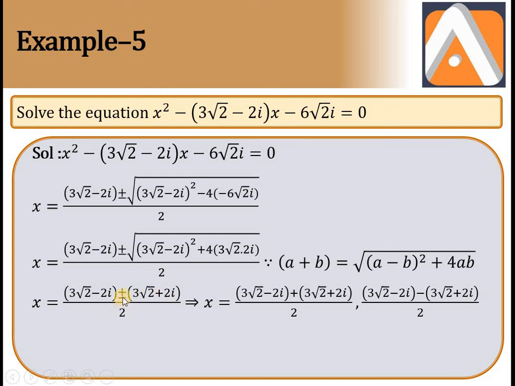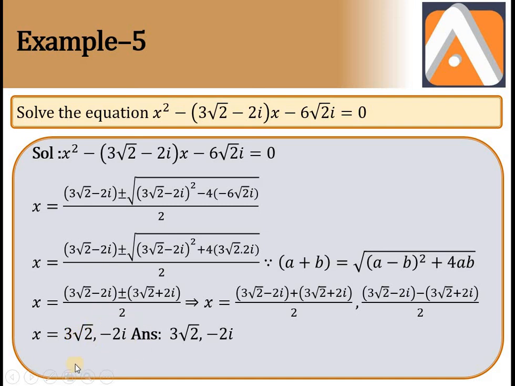See here, so 3 root 2 minus 2i as it is, plus or minus 3 root 2 plus 2i, upon 2. So we will take plus ones and minus ones. Here I have taken plus the first time and the second time I have taken minus. If you simplify, 3 root 2 minus 2i plus 3 root 2 plus 2i, the 2i gets cancelled. 3 root 2 plus 3 root 2, 6 root 2 upon 2, becomes 3 root 2. Again here 3 root 2 gets cancelled, minus 2i minus 2i, minus 4i upon 2, becomes minus 2i. So these are the roots, 3 root 2 comma minus 2i.